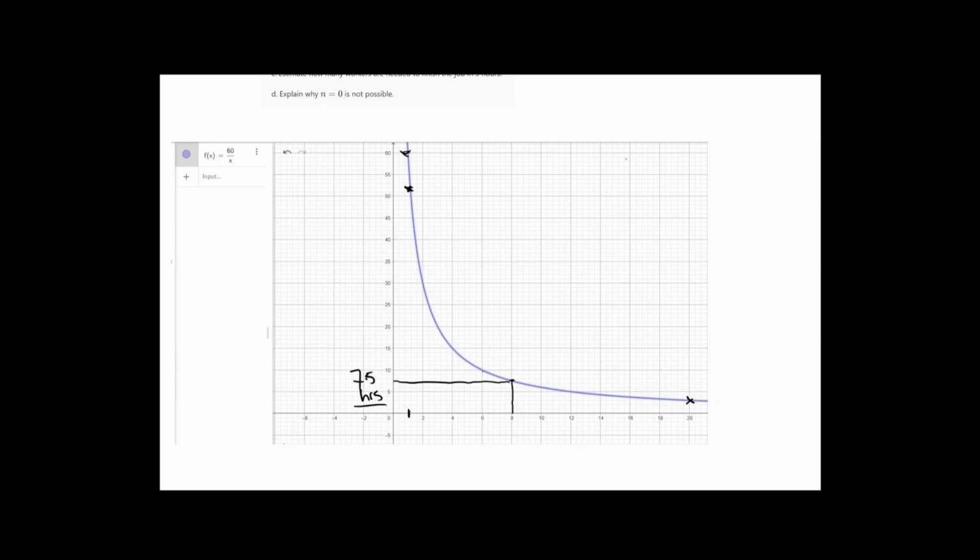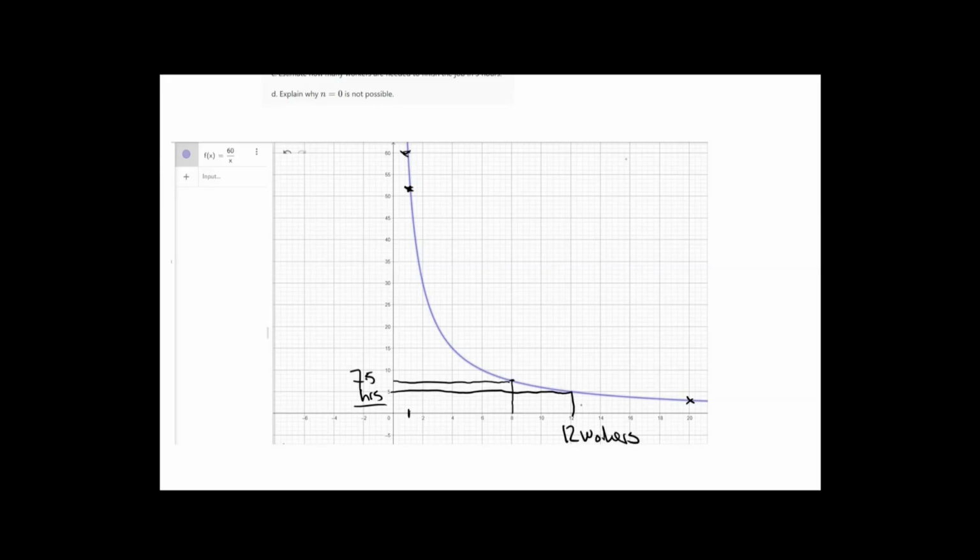Estimate how many workers are needed to finish the job in 5 hours. So we're going to come along here to 5. 5 hours would require 12 workers.